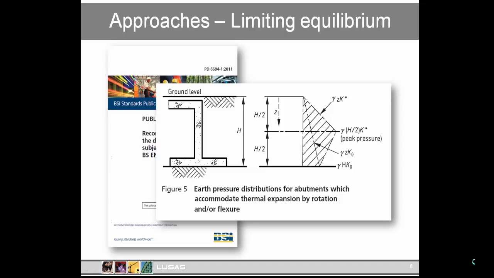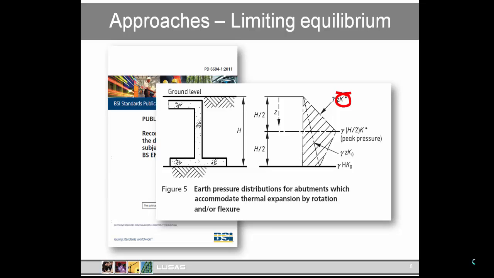Now, that distribution is for full height abutment walls, where the thermal movements are accommodated by rotation or flexure. For short walls, as in bank pads or end screen abutments, thermal movements are accommodated by pure translation. For those, we can use a much simpler triangular pressure distribution. But for both cases, we have this special earth pressure coefficient for integral bridges, generally given the symbol K star. And the question is, what value should we use for K star?